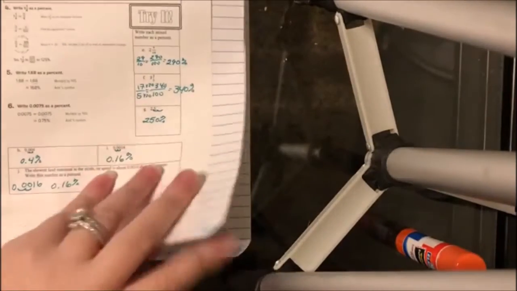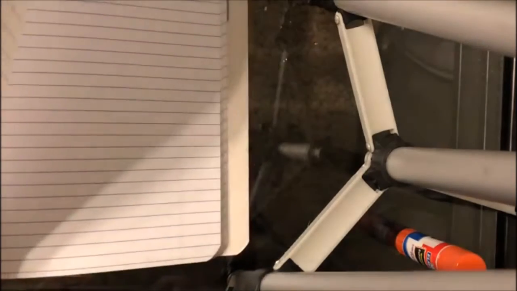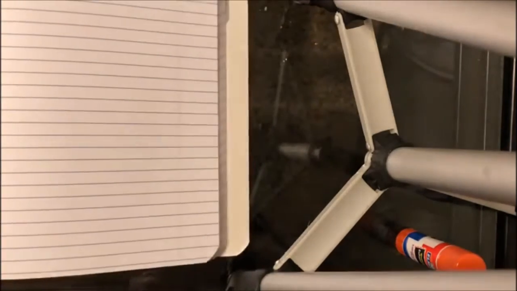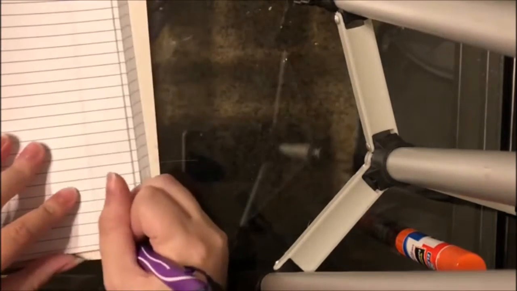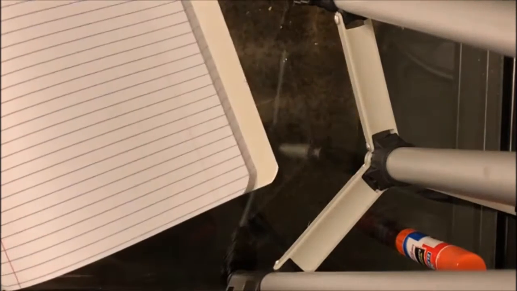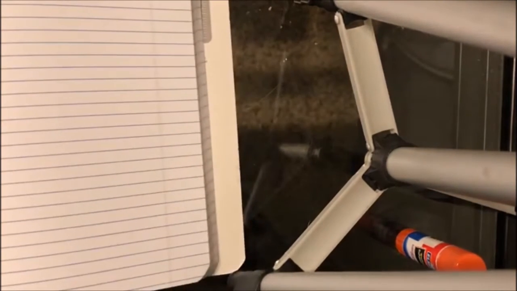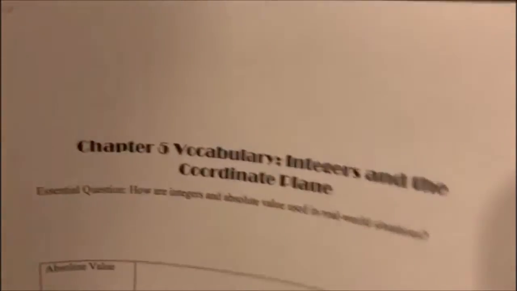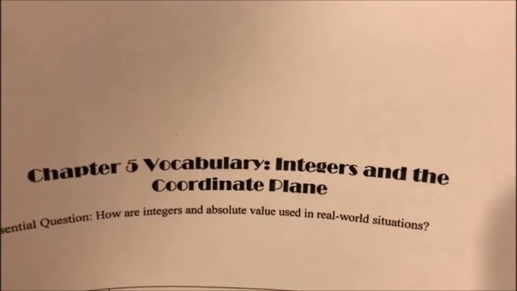All right, so we're going to pick up from where we left off, which was on page 88. Page 89, you're going to leave blank. On page 90, you're going to glue in the page that says Chapter 5 vocabulary at the top. So that goes on page 90.